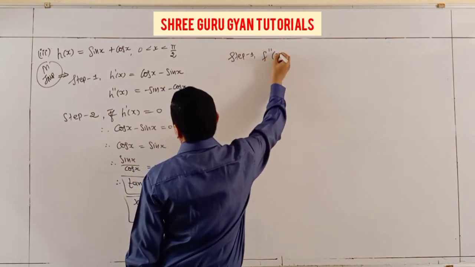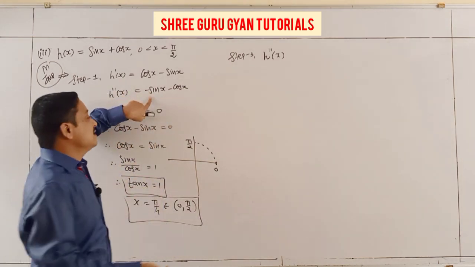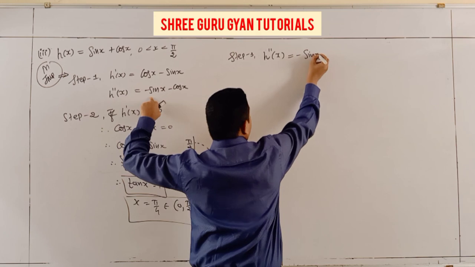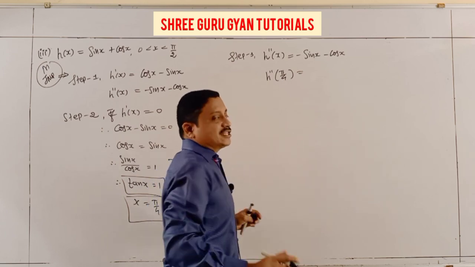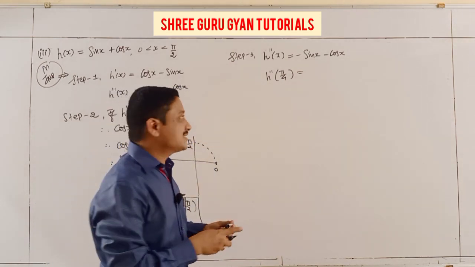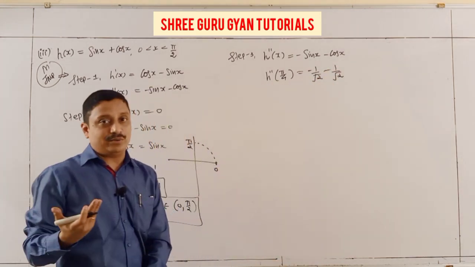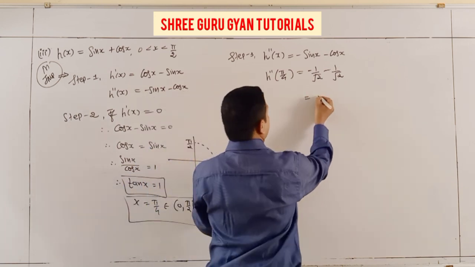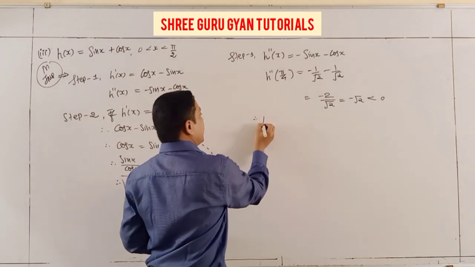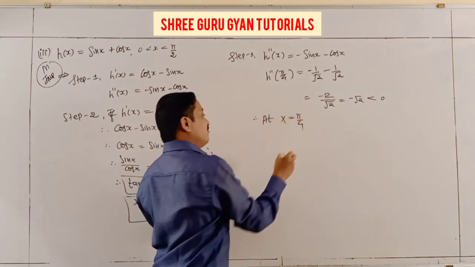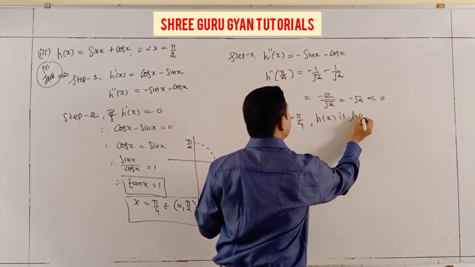And here students, I go into verification in step 3: h double dash x. Function given is h. This is h double dash x: minus sin x minus cos x. Operate that at pi by 4 and you can get the value. Sin 45 is 1 by root 2, cos 45 is also 1 by root 2, and the value is minus 2 by root 2, minus root 2, less than 0. So at x is equal to pi by 4, h(x) has a local maximum.